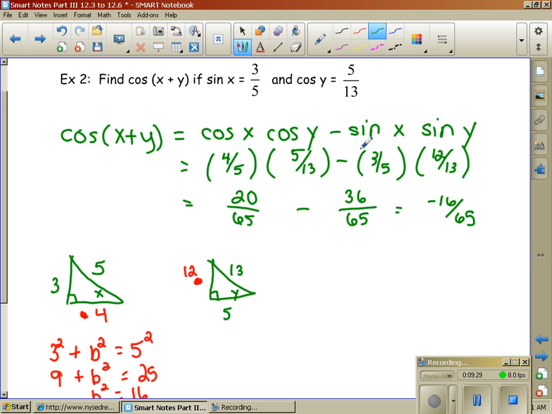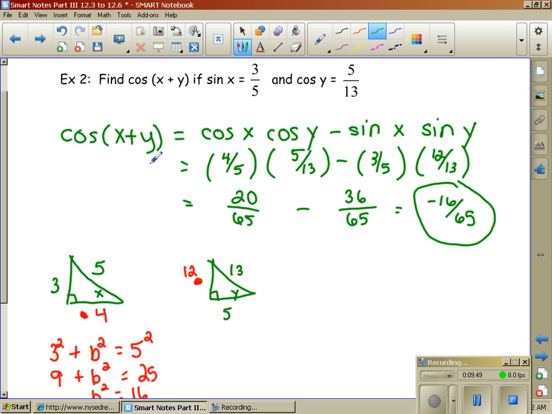Okay, so take what you're given, set up a triangle, find the missing side. Take the other thing that you're given, set up another triangle, find the missing side. Use your formula sheet, fill in the blanks, do the math. Fairly simple.